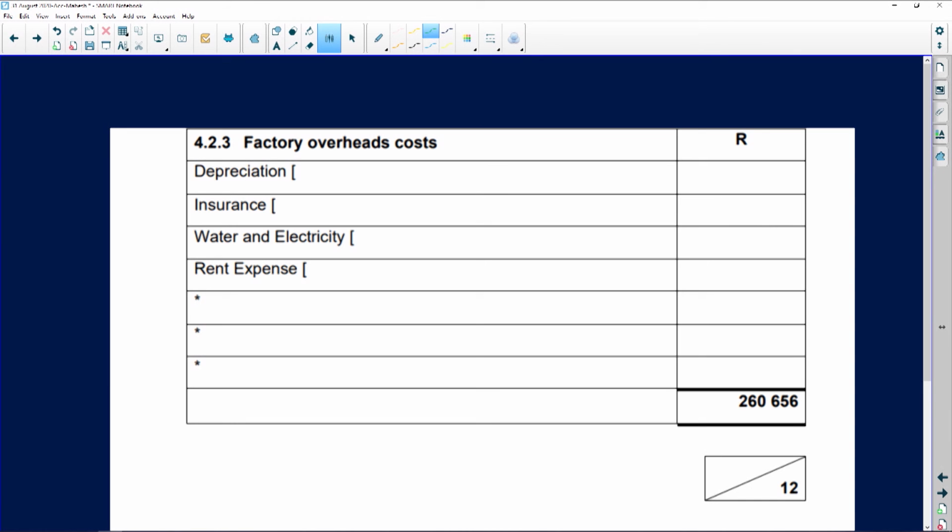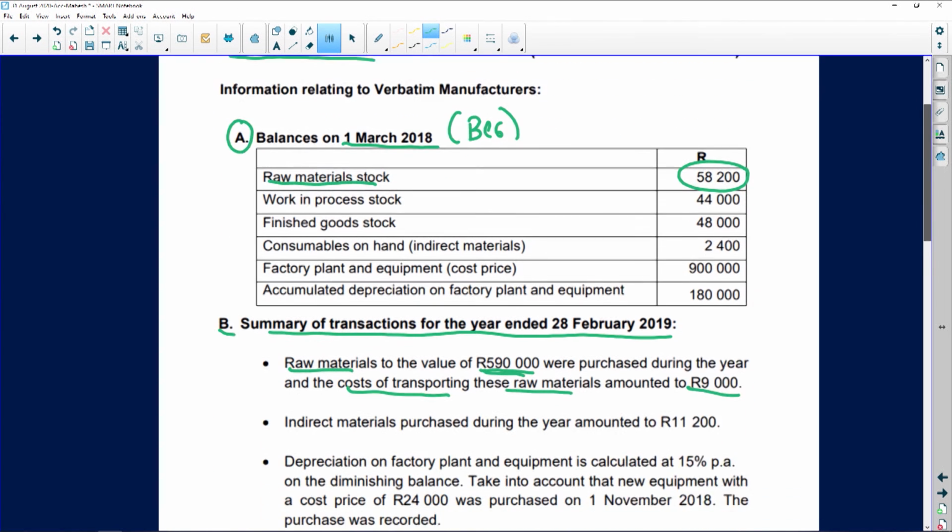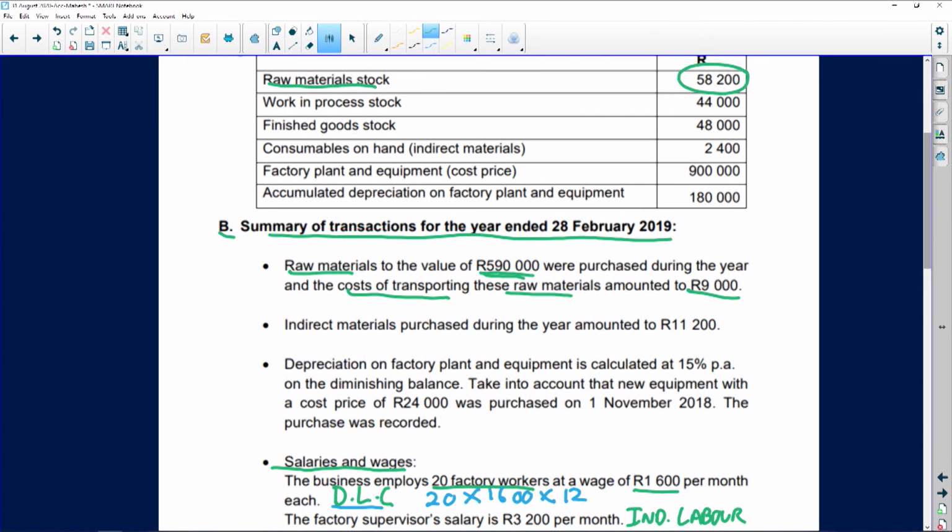So we're going to start off with depreciation since they filled it in for us already. So let's start with depreciation, and obviously we're going back to our info. Okay, so let's quickly find the information regarding depreciation. There we go. Right, depreciation on factory plant and equipment is calculated at 15% per annum on the diminishing balance method. Take into account that new equipment with a cost price of $24,000 was purchased on the 1st of November 2018. This purchase was recorded.